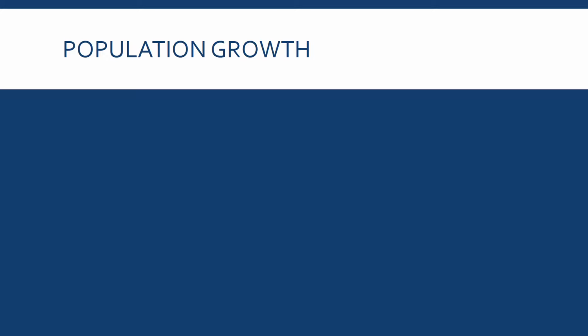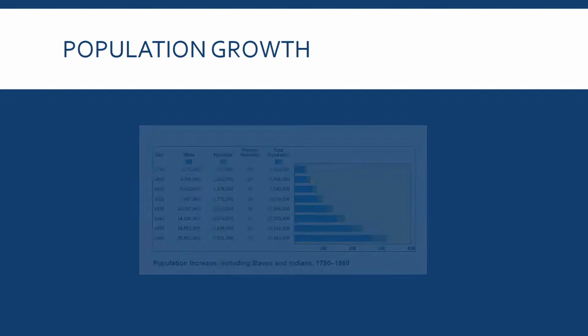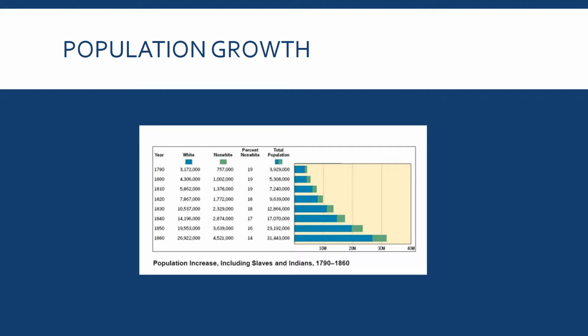We're going to begin by talking about population growth. The American population was multiplying at an amazing rate. By 1860, America had gone from 13 states to 33 states, and it was the fourth most populous country in the Western world. Population growth affected the whole country.